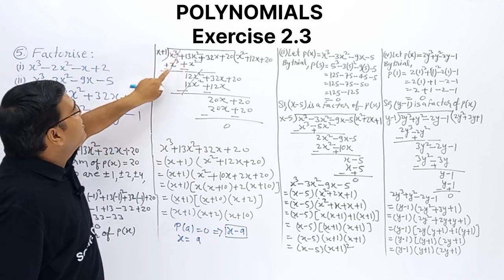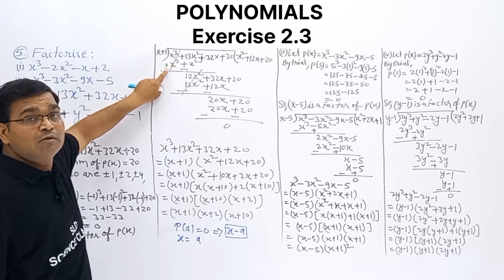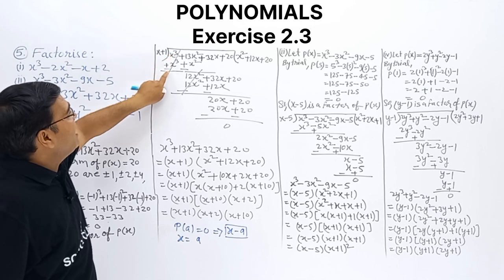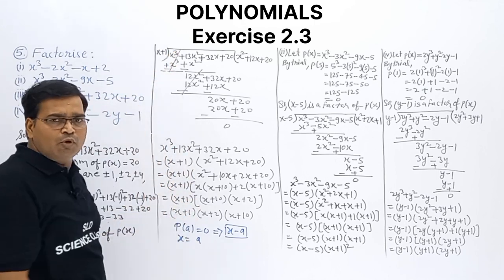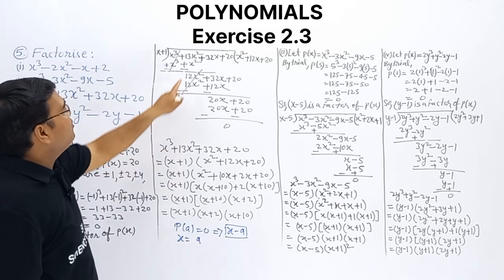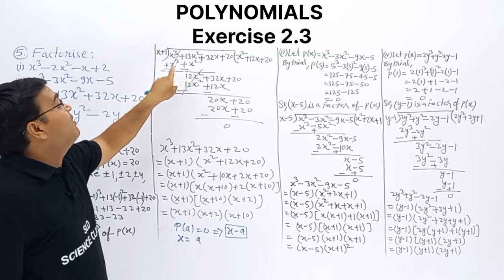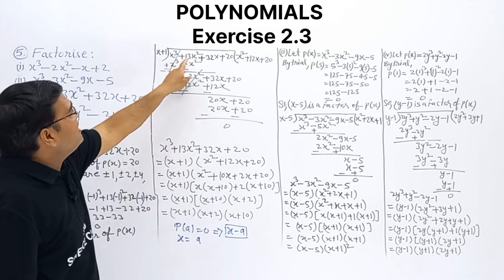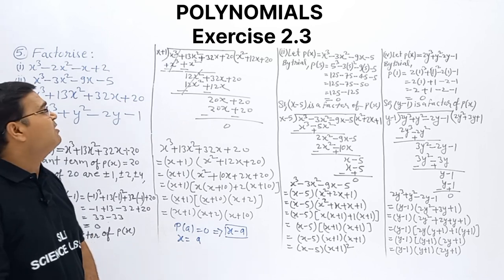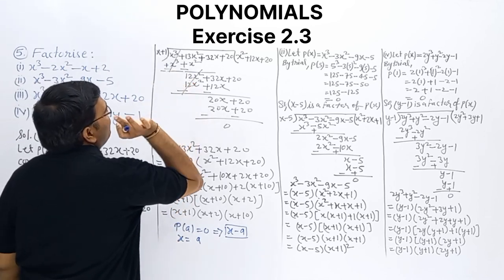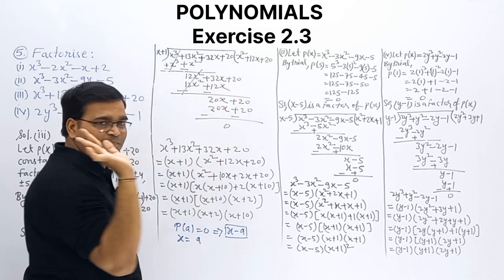So x cube minus x cube, subtracting, we are getting cancelled, both will be 0. Now we are subtracting. This is 13x square, this is not plus x square, now it is minus x square. So 13x square minus x square will be 12x square. Yes or no? 12x square. The remaining both terms we will copy as it is.